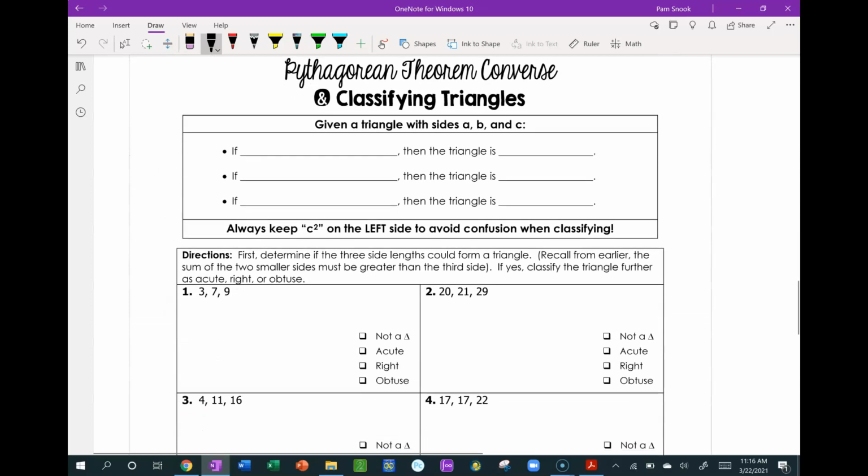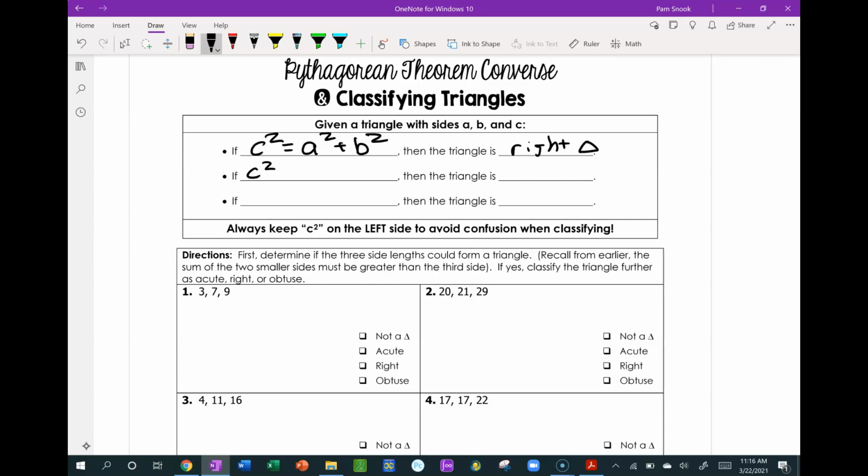Part two is using the converse of Pythagorean theorem. Now remember, converse means going backwards. And so we're going to use what we know about the sides of the triangles to determine if a triangle is a right triangle, an obtuse triangle, or an acute triangle. And here's how you're going to do it. If c squared equals a squared plus b squared, then you have a right triangle.